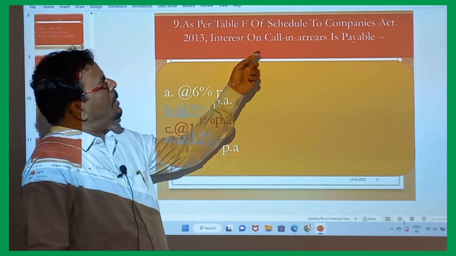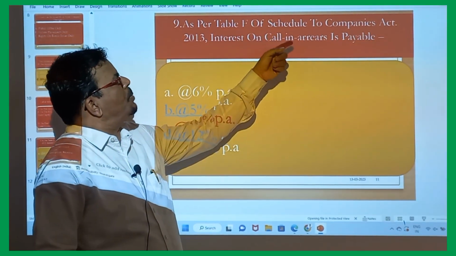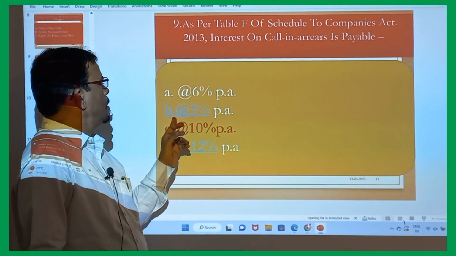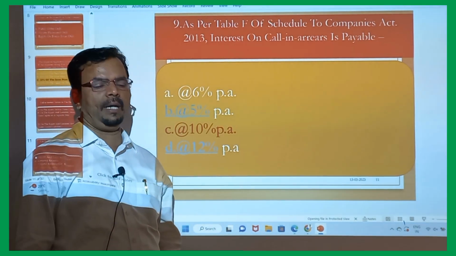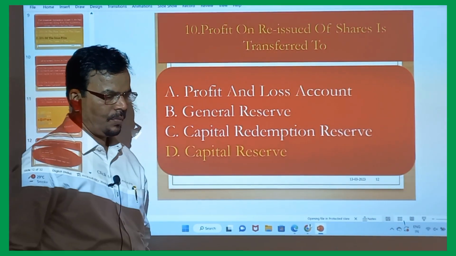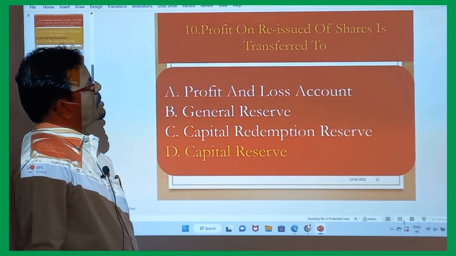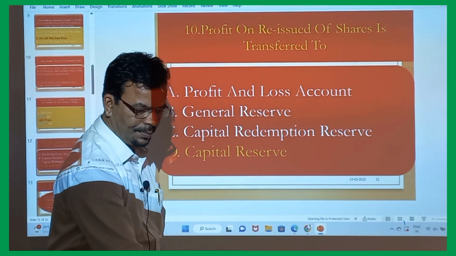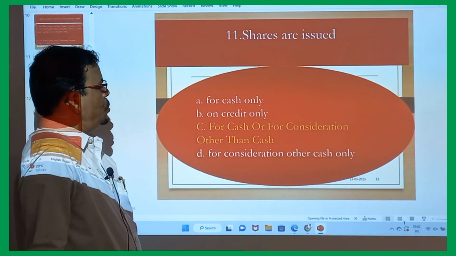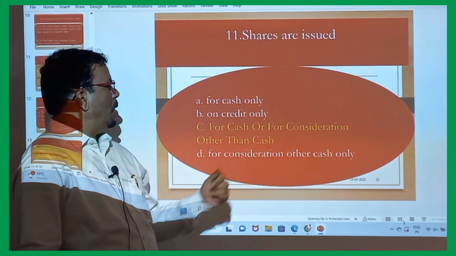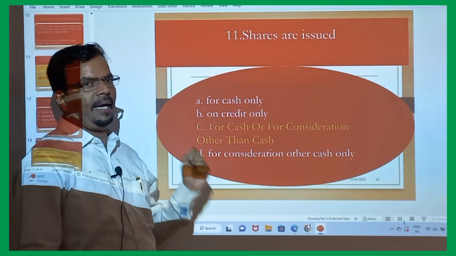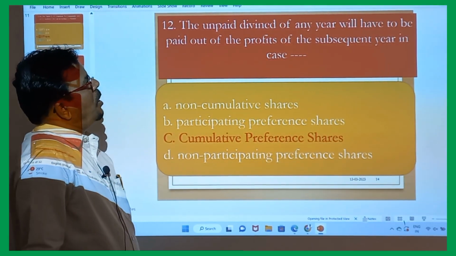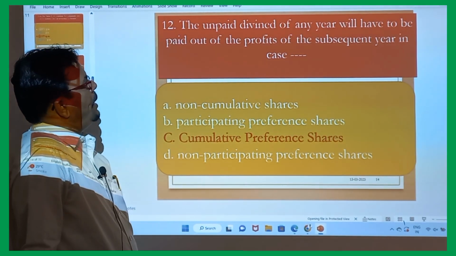As per the Table A schedule of the Companies Act 2013, interest on calls in advance is payable at the rate of 5% per annum. Profit on reissue of shares is transferred to capital reserve account. Shares can be issued for cash or consideration other than cash.